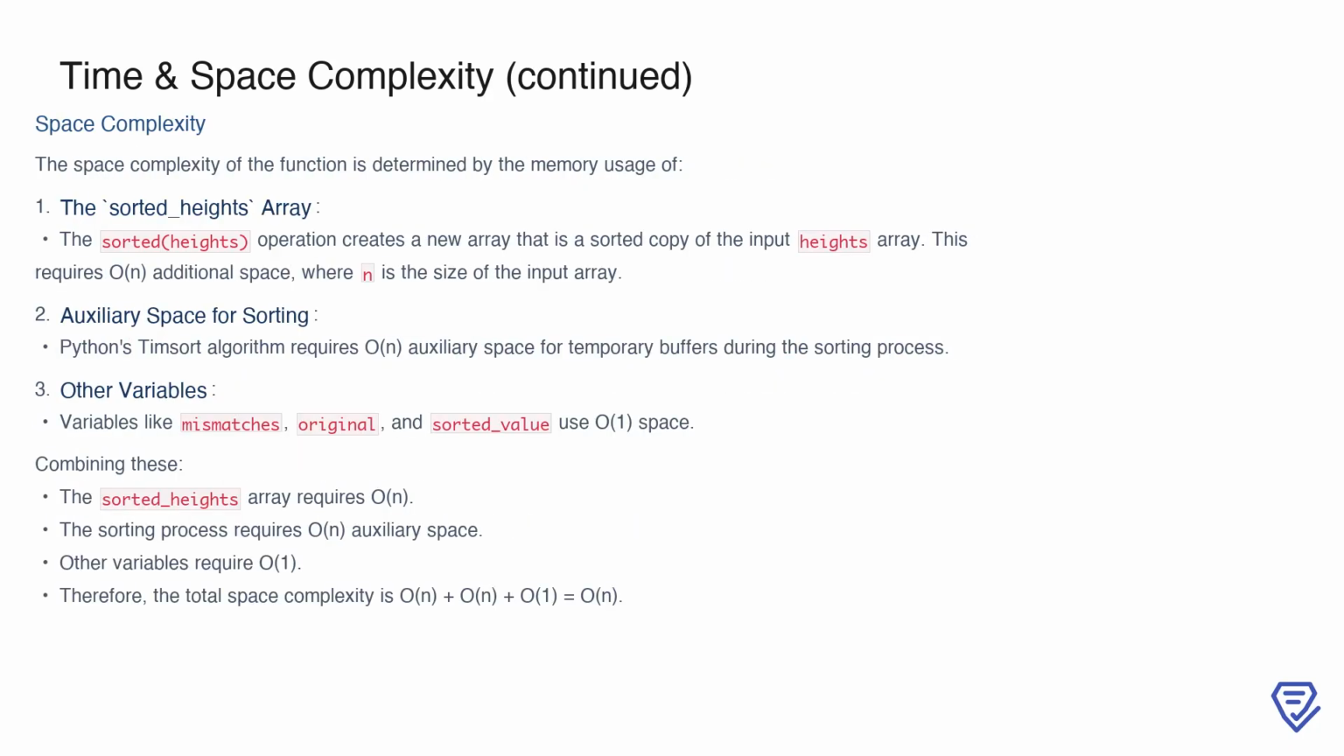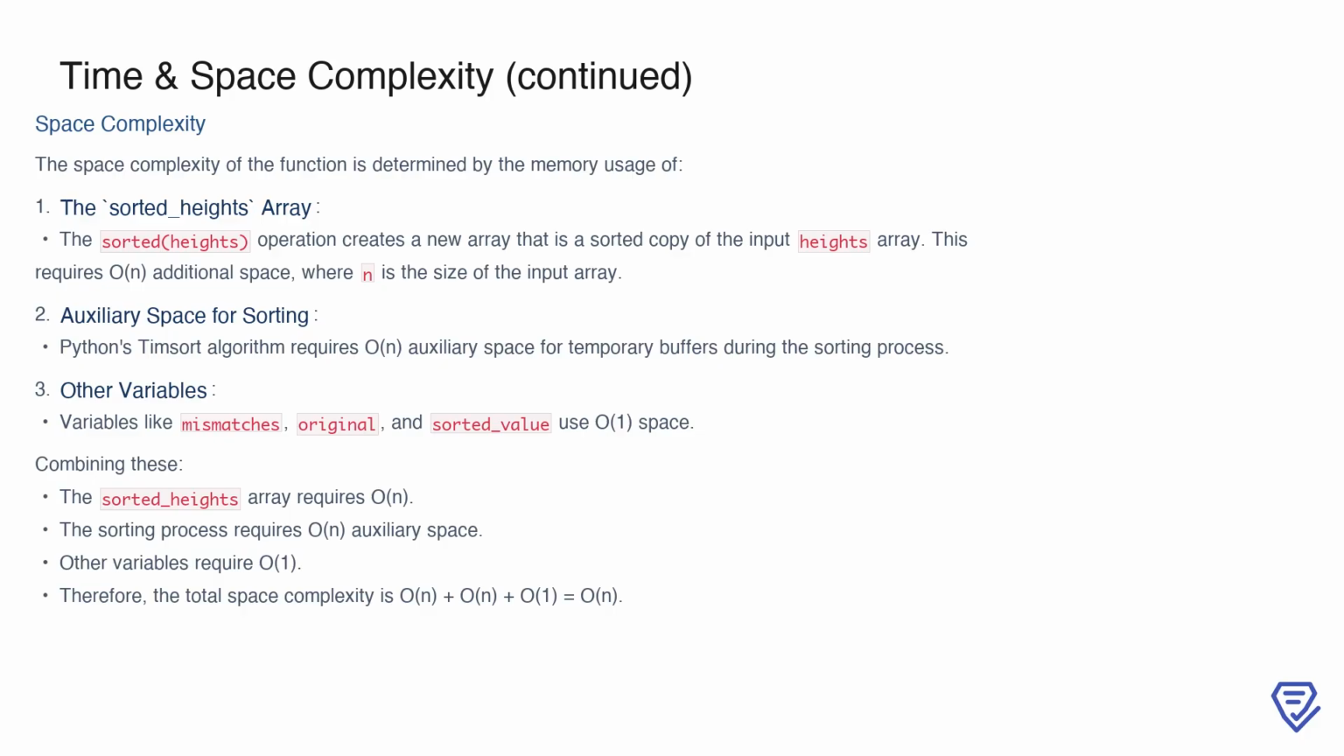The space complexity of the height checker function is influenced by three main factors. First, the sorted heights operation creates a new array that holds the sorted version of the input. This additional array takes up O(n) space, where n is the number of elements in the input array. Second, the timsort algorithm itself requires O(n) auxiliary space for temporary buffers during the sorting process. Finally, the function uses a few variables like mismatches, original, and sorted_value, which take up constant space, or O(1).